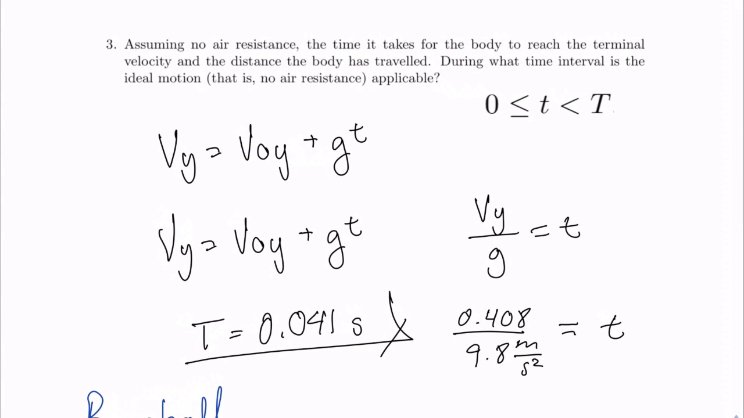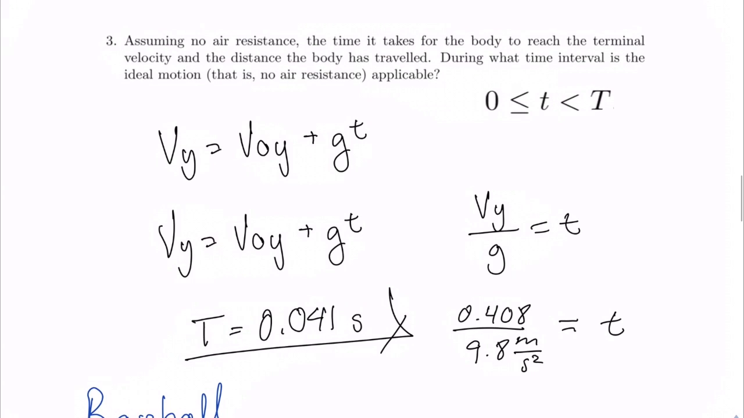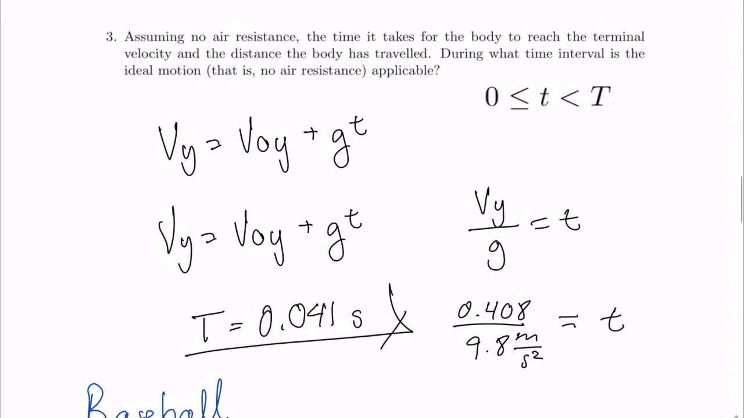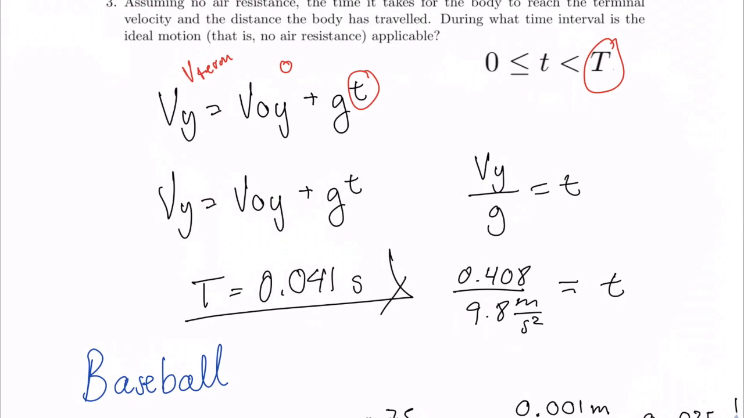Okay, so the third problem tells us, assuming no air resistance, the time it takes for the body to reach terminal velocity and the distance the body has traveled. During what time interval is the ideal motion, that is no air resistance, applicable? Okay, so we got this formula that is for free fall, and we know that this is our v term, and it starts from 0 because it starts with no velocity, and we want to get this because it's time, the total time.